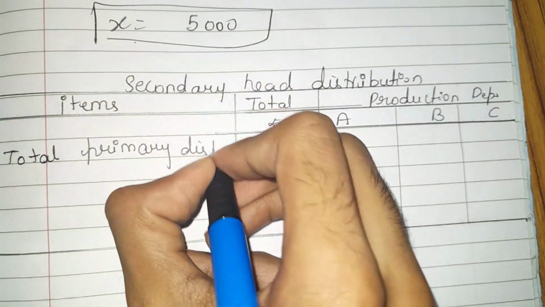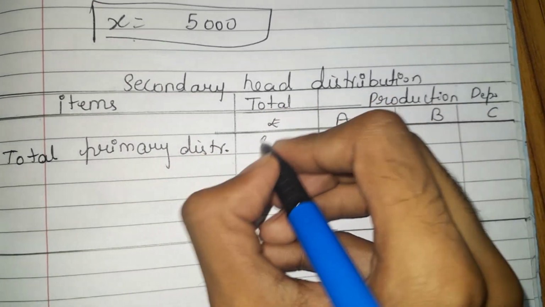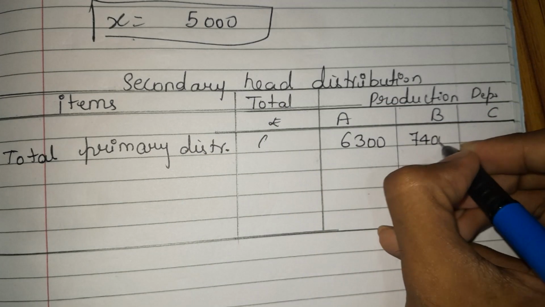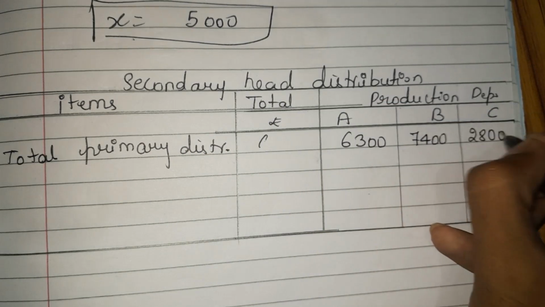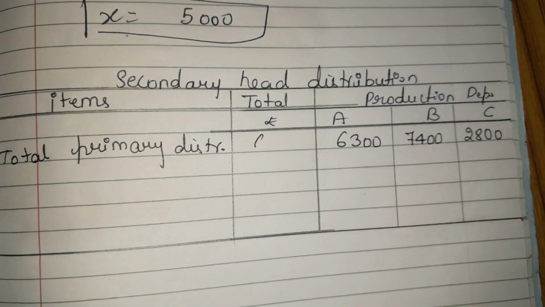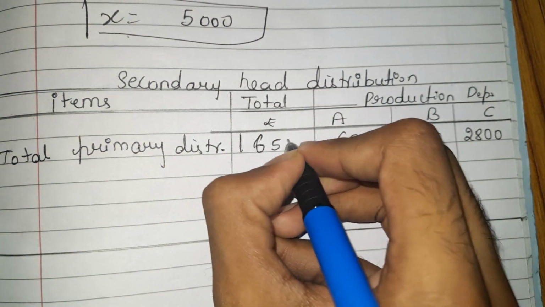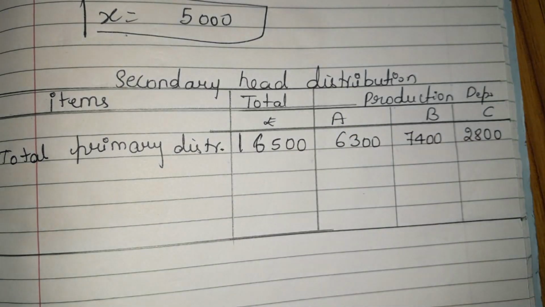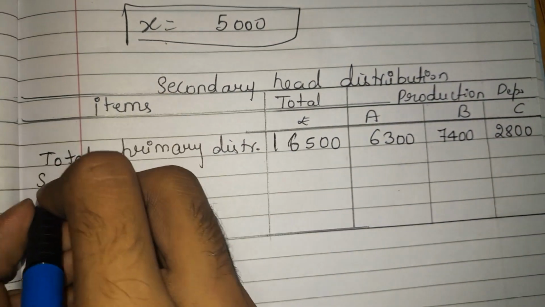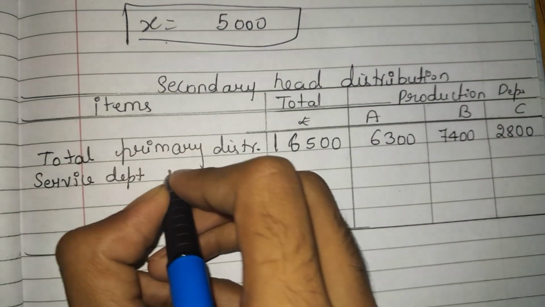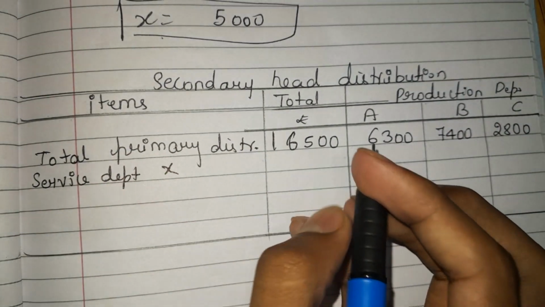So in the question they have given the total primary distribution. A is 6,300, B is 7,400, then C is 2,800. If we add 6,300 plus 7,400 plus 2,800, you will get 16,500. Now let us apportion the service department X ratio.